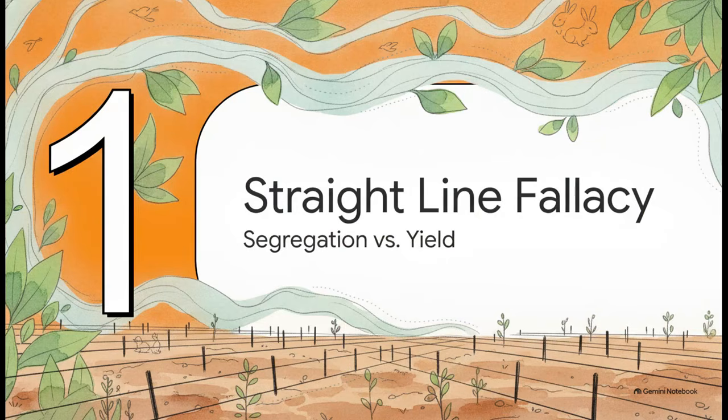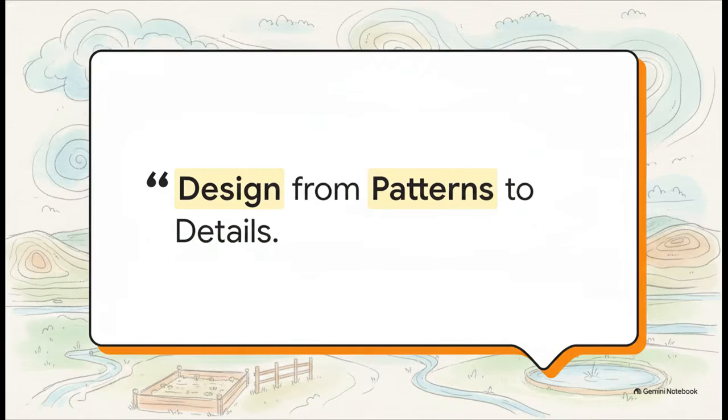Section 1. The straight line fallacy. When we ignore that edge effect and just draw straight lines across a landscape, we are literally leaving yield, efficiency, and ecological health right on the table.